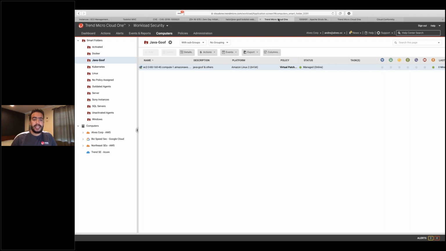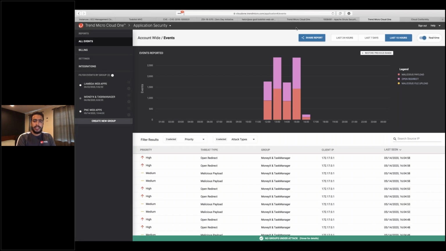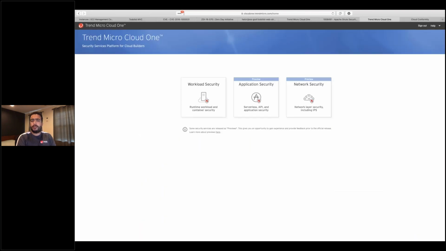I'm protecting more traditional workloads like EC2 instances. I'm protecting modern workloads like containers. But what if this application was a serverless application, right? Would I be able to protect this application in runtime as well as a serverless application? So that's where the Trend Micro Cloud One platform really shines.